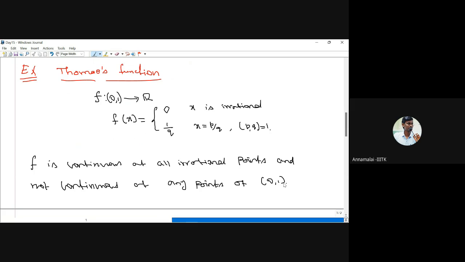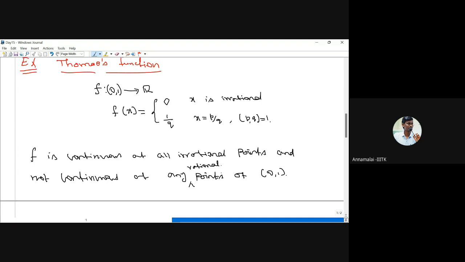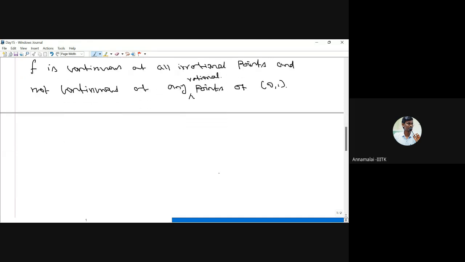Anyway, so this Thomae function is an example of a function which is continuous at all irrational points, but discontinuous at all rational points. Okay, so what about the converse? Can we have any function which is continuous at all rational points, but not continuous at any irrational point? Naturally we can ask this question. Such a function does not exist. Okay, so that is a very important point.